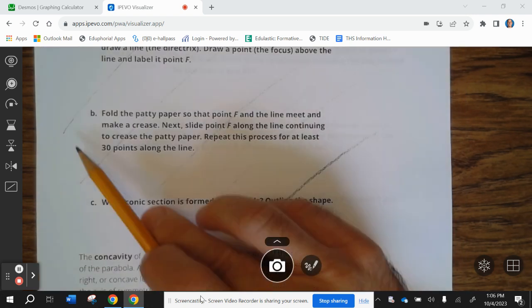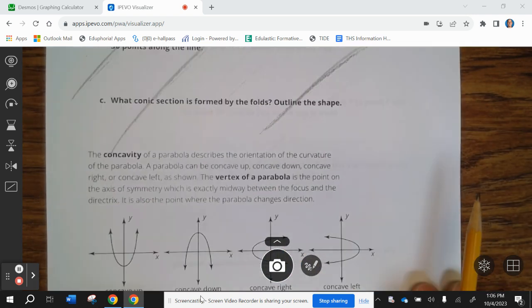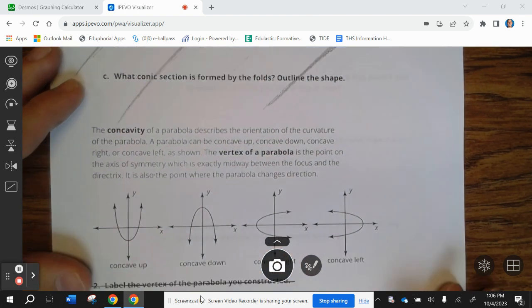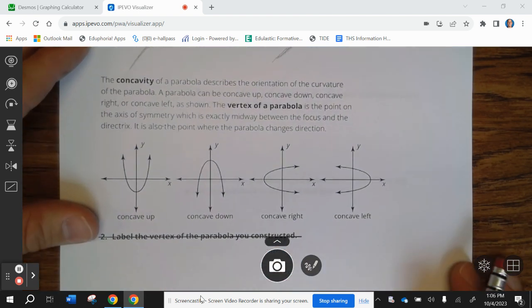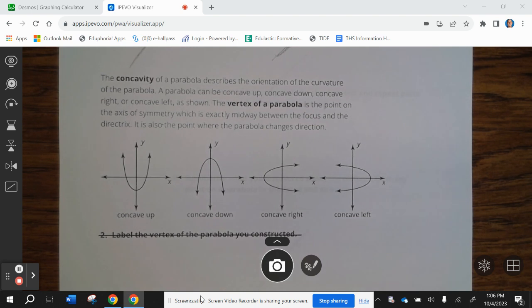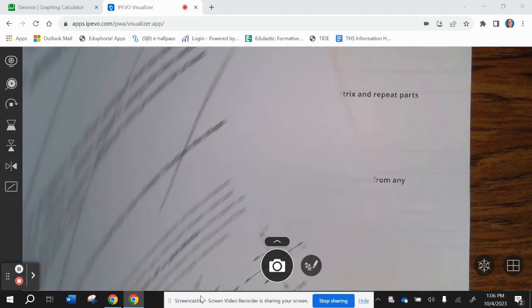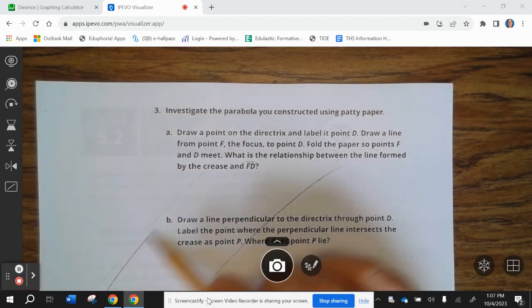All right, now we're going to mark off this portion, this portion, this portion, but we're going to look at this. The concavity of a parabola describes the orientation of the curvature of the parabola. A parabola can be concave up, concave down, concave right, or concave left, as shown. The vertex of a parabola is the point on the axis of symmetry which is exactly midway between the focus and the directrix. It's also the point where the parabola changes direction. All right, let's take a look at the next page. All right, we're going to mark off this page.